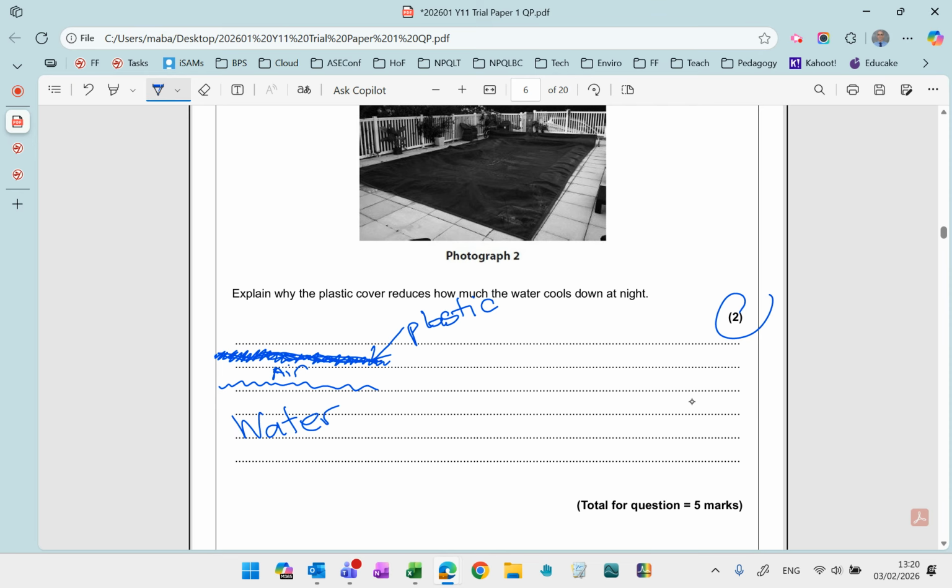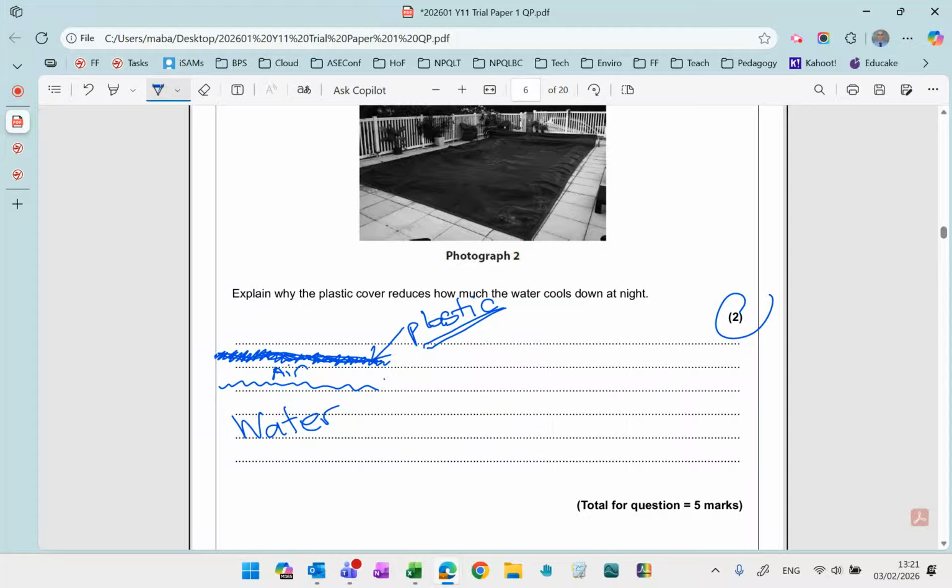All right, and that's one of the possible ways that you could explain what's going on here. Because air, of course, is a good insulator. So if you talk about trapping a layer of air and then air being a good insulator or a poor conductor, that's one way that you can access the marks here. Plastic itself is also a poor conductor or a good insulator. So either of these methods can reduce conduction, because of the air or because of the plastic.